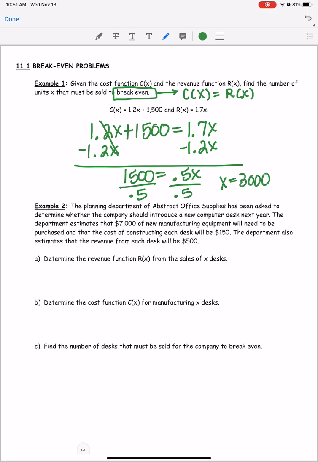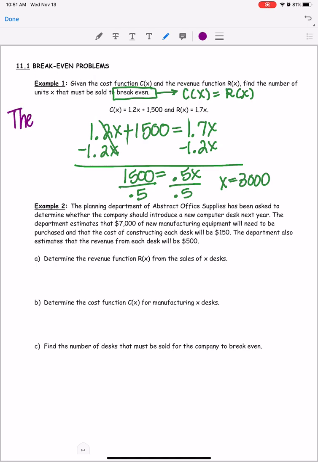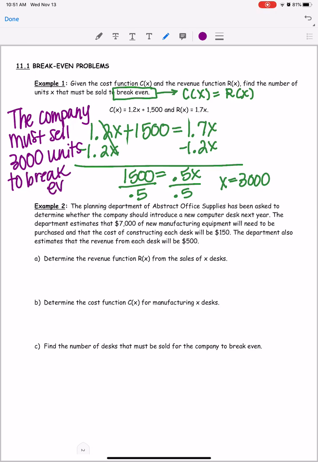So remember, word problems require word answers. The company must sell 3,000 units to break even. Okay, so this is my final answer.